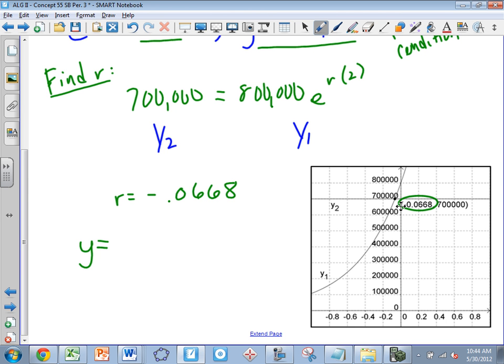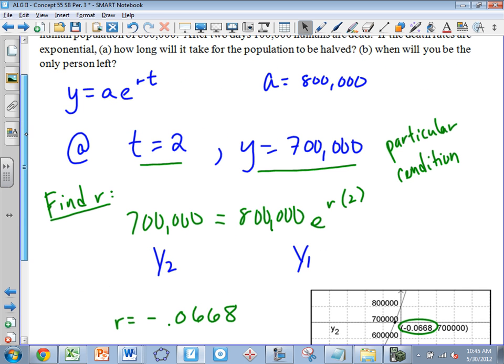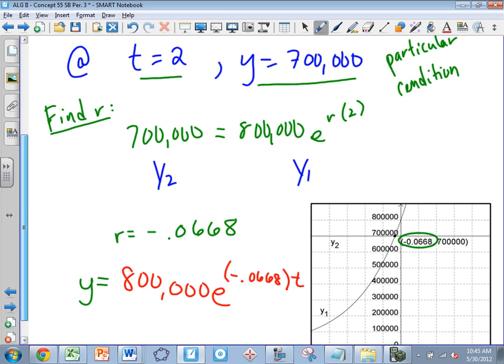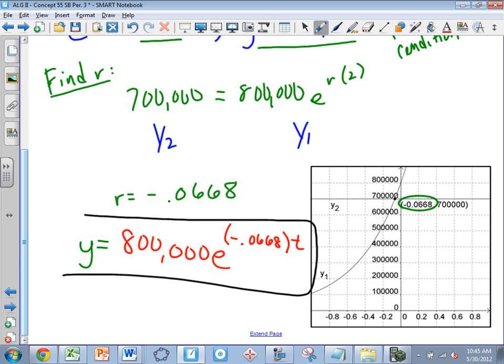Our function earlier, we knew the A value was 800,000, but we were missing the R value. Now we have the R value. So we could say 800,000 times E to the negative 0.0668 T. That's the actual function we're going to use for part A and B. Again, the first thing we just did was solve for the rate. We took that rate and we plugged it in right here for that value. We took the A value, we plugged it in right here, and we ended up getting this equation right here.